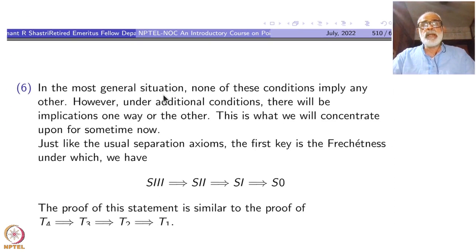In the most general situation, none of these conditions implies any other, though I said this looks stronger. So let us see in what sense they are stronger. Under additional conditions, there will be implications one way or the other. This is what we concentrate upon for some time: when S0 implies S2, implies S3, et cetera, or the other way around, and so on. This is what we are going to do.